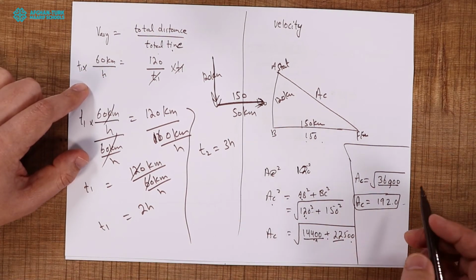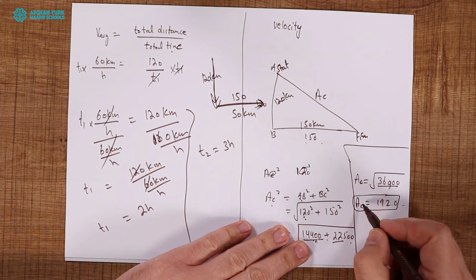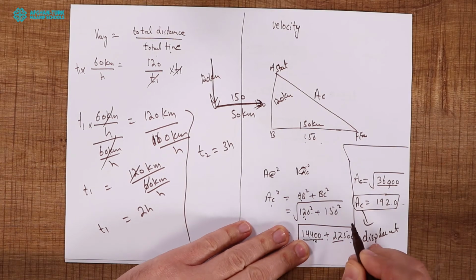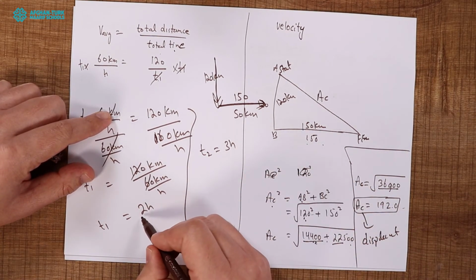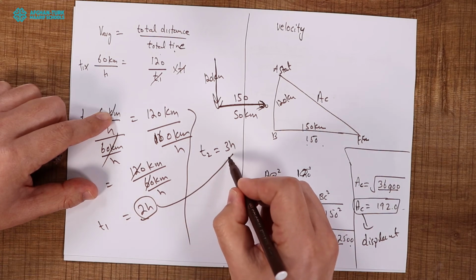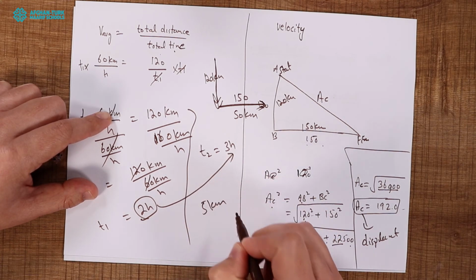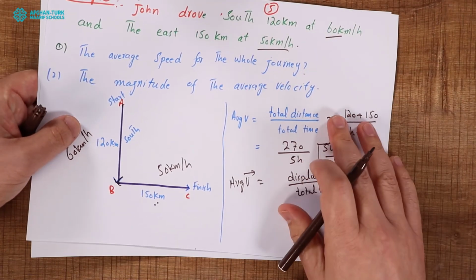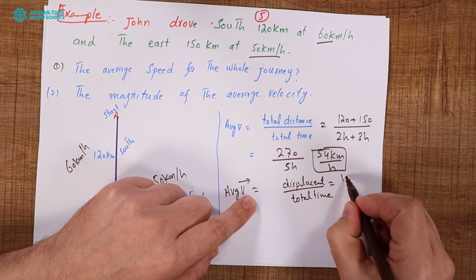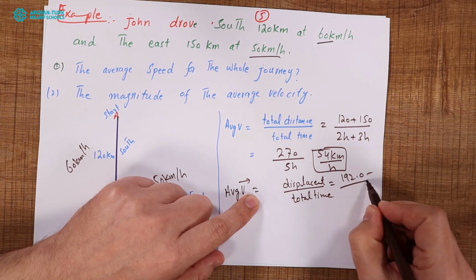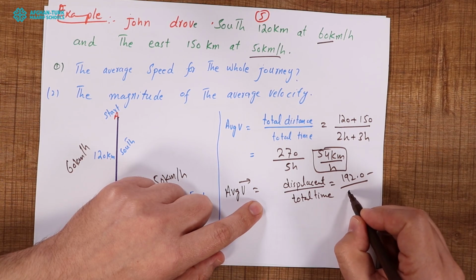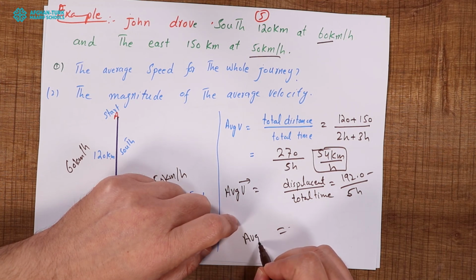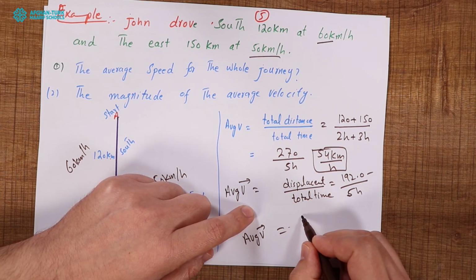So now we will use this value for the displacement, as AC shows the displacement here, and the total time was given. We already found the time was 2 hours plus 3 hours, so this means 5 hours. So now use this value on the previous page. The displacement is equal to 192 point something and the time is 5 hours. If we calculate this value, it will give the average velocity.